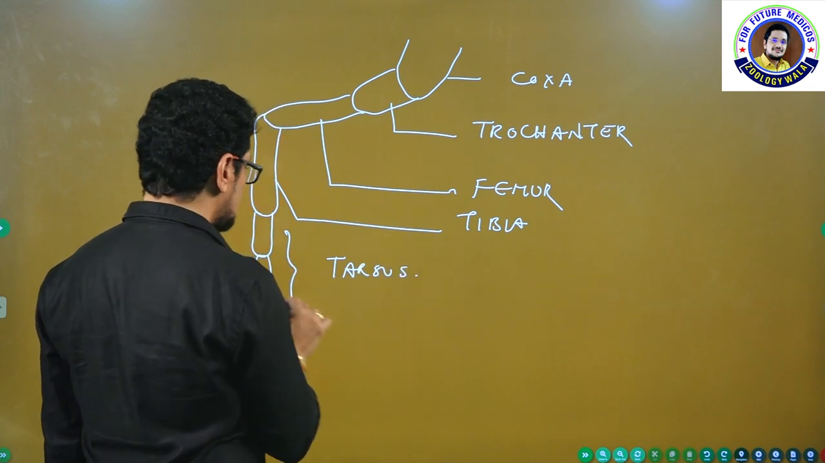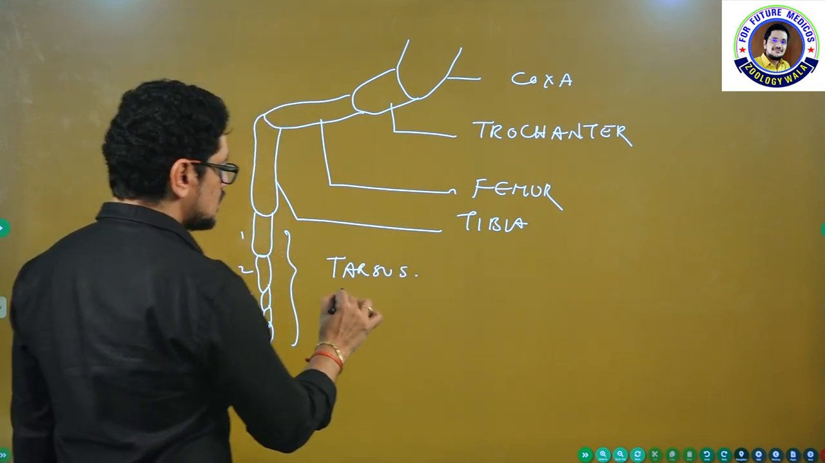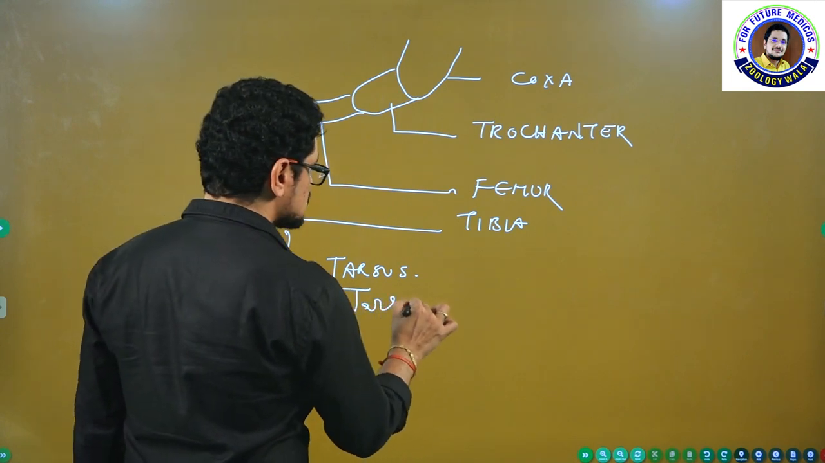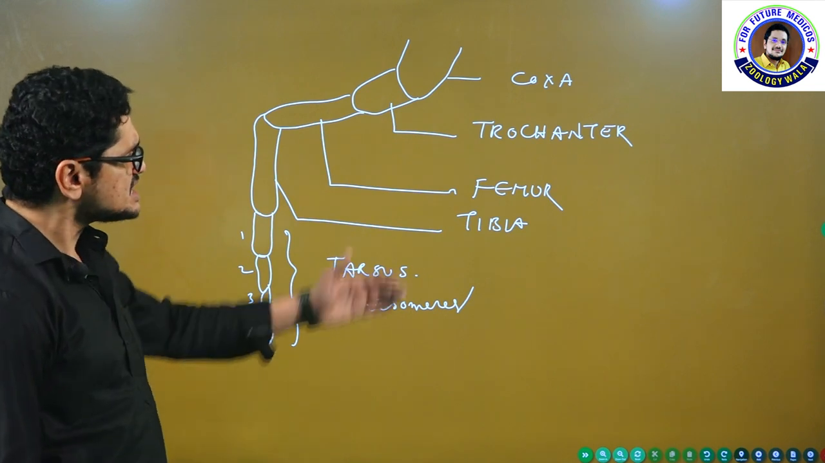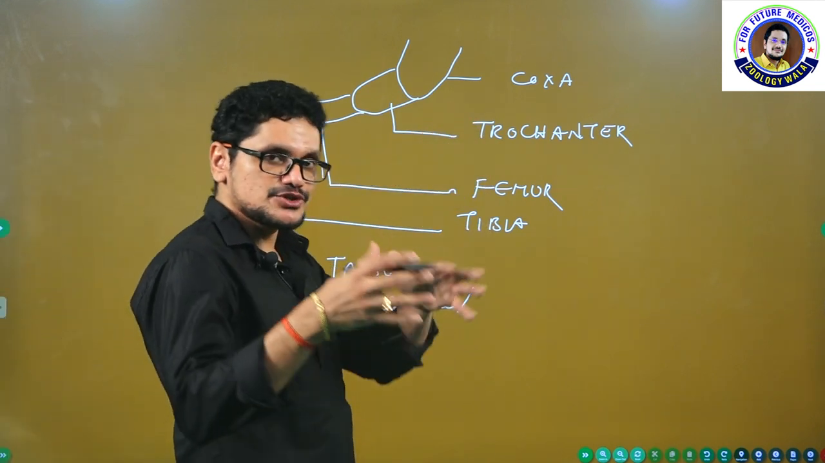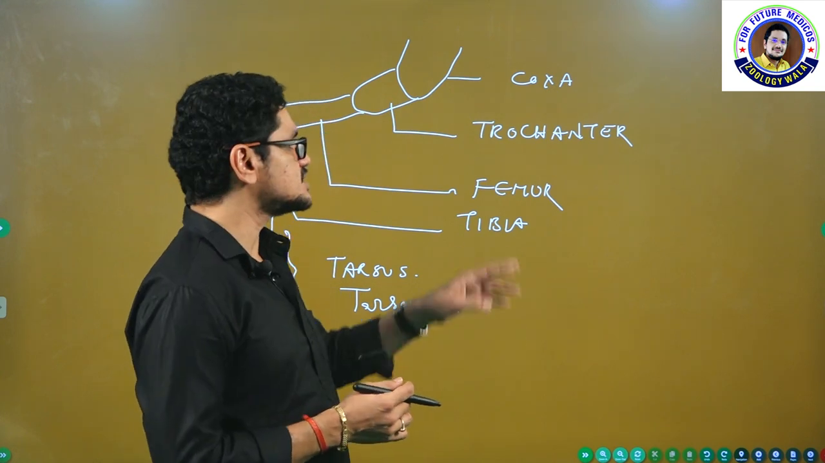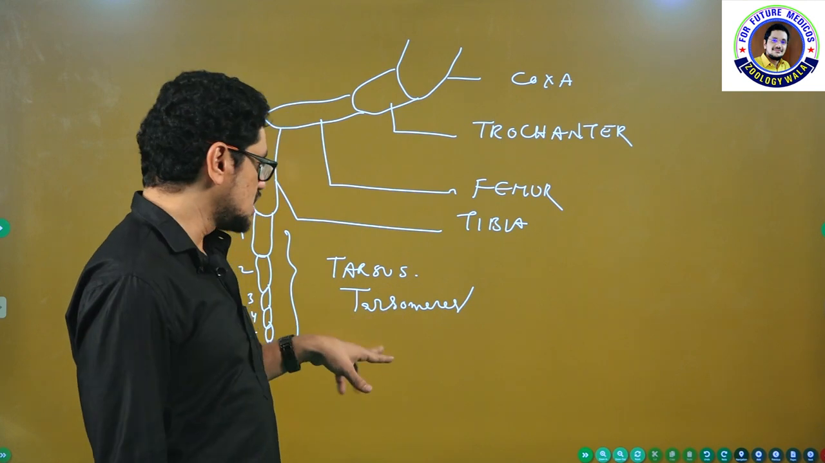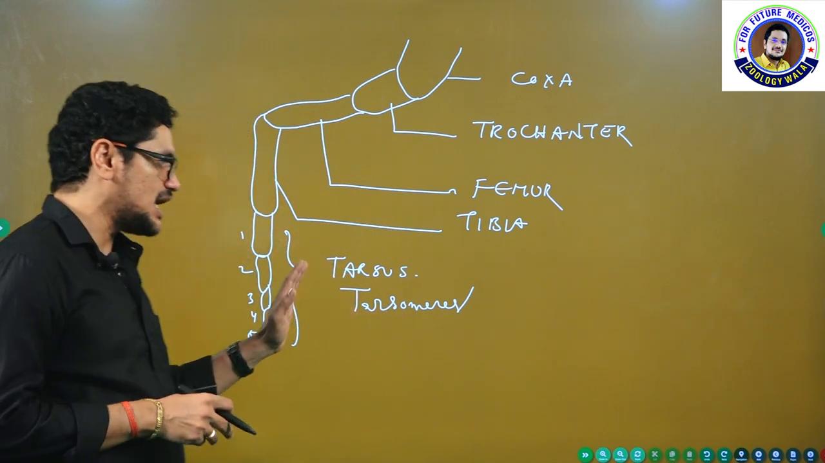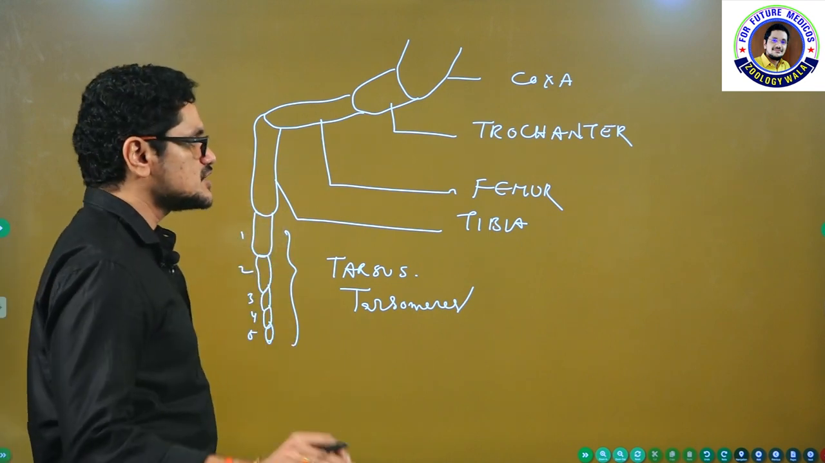T-A-R-S-U-S. Tarsus contains 1, 2, 3, 4, 5 tarsomeres. T-A-R-S-O-M-E-R-E-S. Tarsomeres. See, these words are similar to the human hind limb. Already I discussed it at the time of the skeletal system. You know, femur, thigh bone, tibia, tarsals, ankle bones. Tarsomeres are the parts of the last part of the leg. Like that, some sort of resemblance will be there with reference to the terminology.